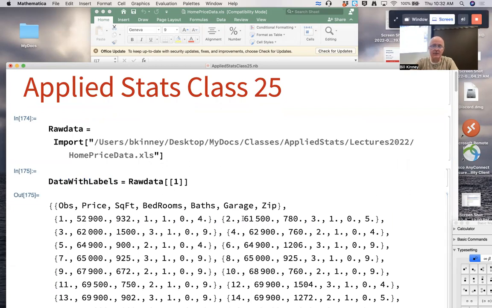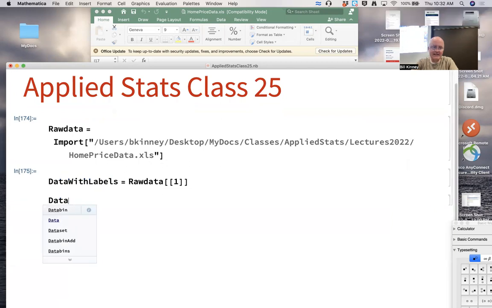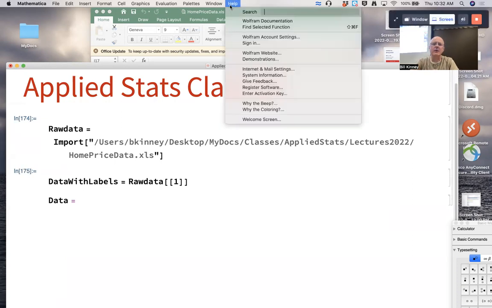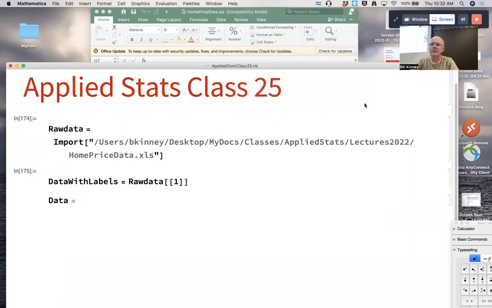And I included the labels in there. If I want just the data themselves, I can use a built-in Mathematica function called Drop to get rid of the labels: obs, price, square footage, etc. I believe it's Drop that will do it. You can look it up to make sure.